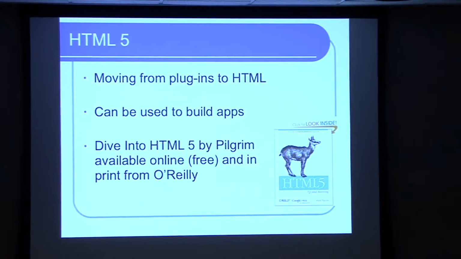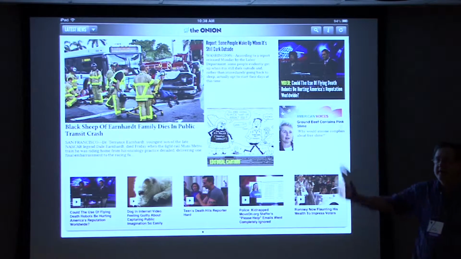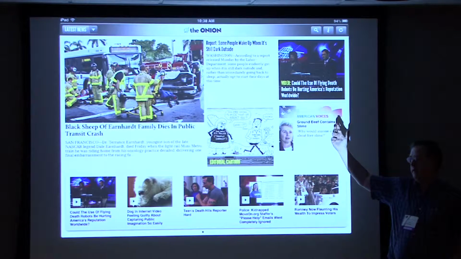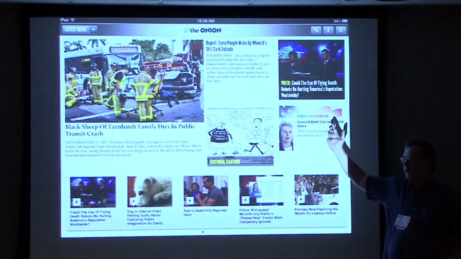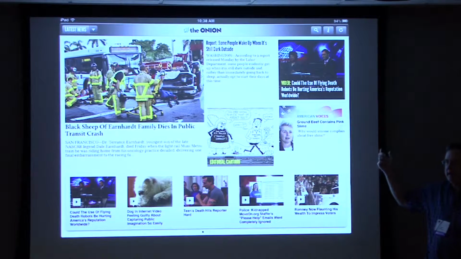HTML5 gives you a variety of different things. You can do quite a lot with this. For instance, if you've seen America's Finest News Source, The Onion, this is the iPad app for The Onion. This is HTML5. This is building something in HTML5 and then wrapping it to make an iPad app. But internally, this is an HTML5 creation.